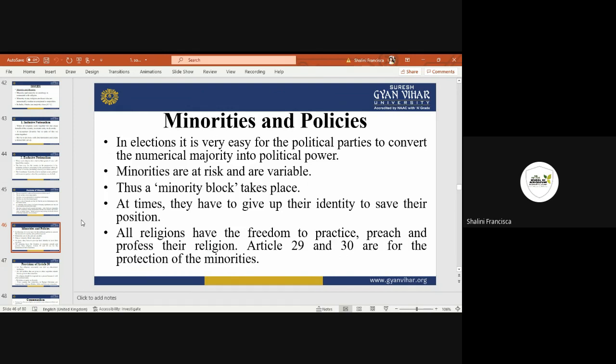All religions have the freedom to practice, preach, and profess their religion. In the Indian Constitution, Articles 29 and 30 give that they are free to practice, preach, or profess any religion. There is no compulsion to follow one particular religion. So this is what the majority policies have given as space to them.